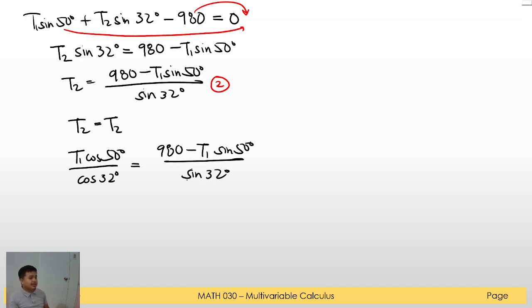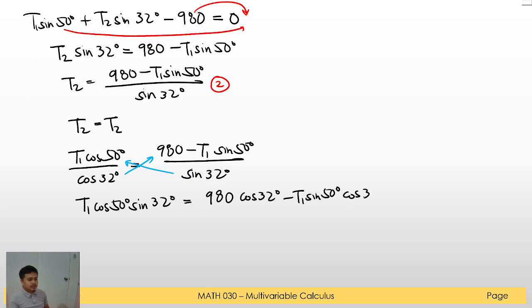So solving for T1, how do we solve for T1 here? We can cross multiply. So let's try this now. We have T1 cosine 50 degrees sine 32 equals 980 cosine 32 minus T1 sine 50 cosine 32. So we just distributed this by cross multiplication.